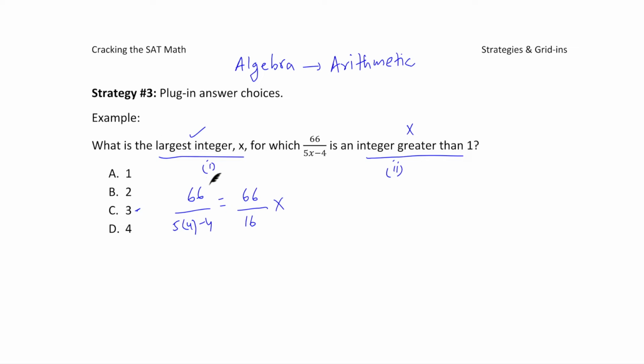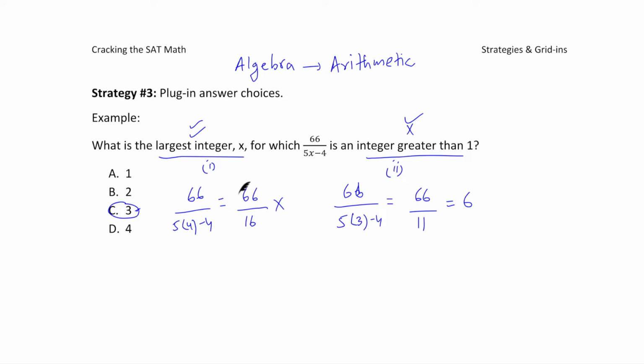So if I choose 3 now, again I've satisfied this condition. Now I have the next largest integer and I have to see whether I get an integer when I put it into this expression or not. Let's try. 66 over 5 into 3 minus 4. What do I get? 66 over 15 minus 4, 11. Yes, I am getting an integer. Both the conditions have been satisfied, hence C3 is your answer.